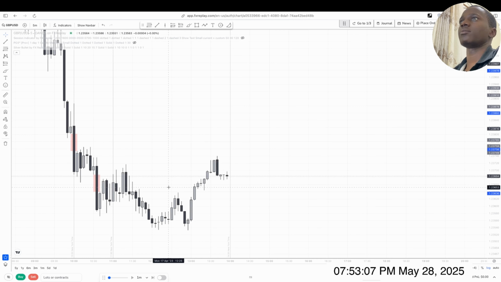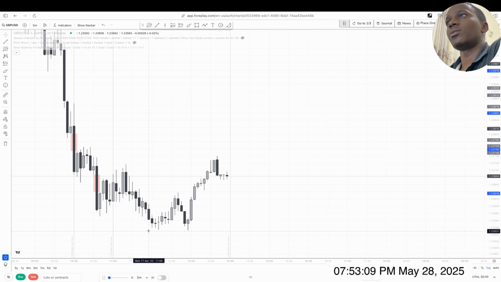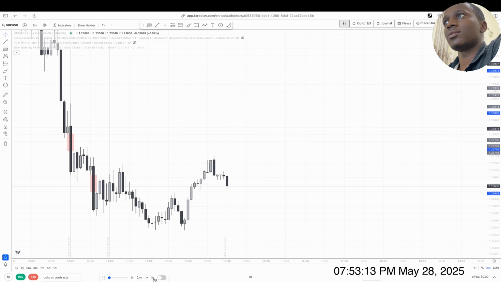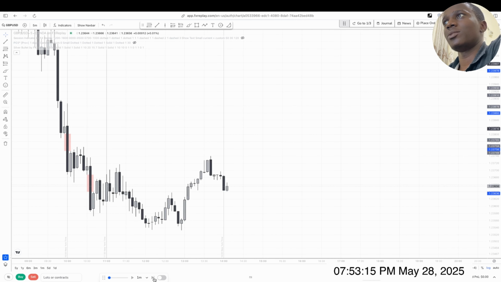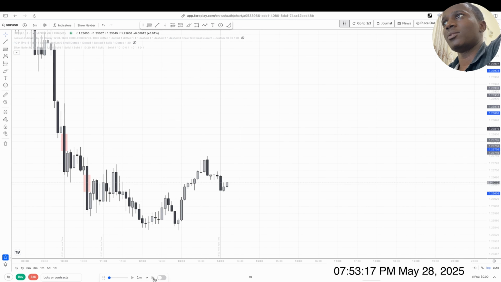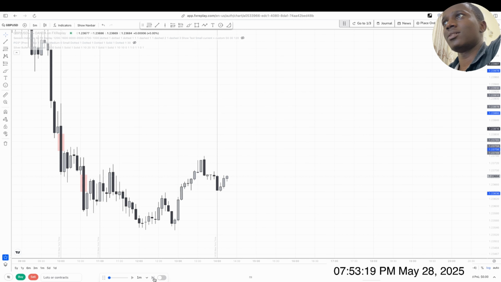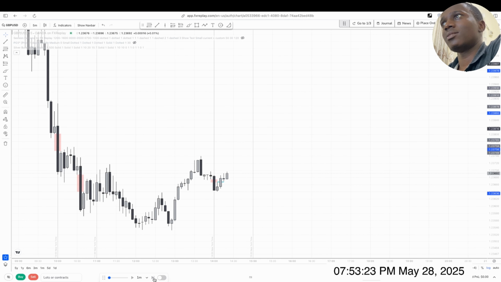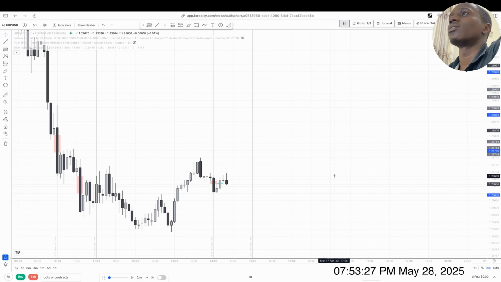Okay, so let's see. What's our draw on liquidity? We can target these equal lows. So do we get an opportunity? We have a small gap presented. How does this candle close? You can see all candles are trying to close there, which means here you can look for a sell.